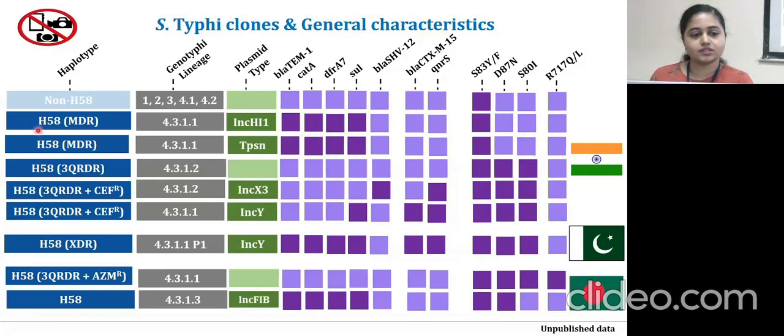So all this H58 MDR and QRDR are seen in our Indian continent. Whereas something called an XDR, as of now, is only seen in Pakistan. So XDR, as mentioned before, is resistance to the first line antibiotics, that is the ampicillin, chloramphenicol, SXT, and fluoroquinolones. And additionally, there will be resistance to the third generation cephalosporins, which is the blaCTX-M-15. So this strain as of now is seen in Pakistan.